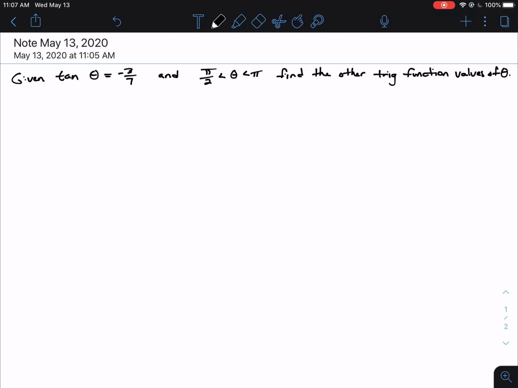So we're given that the tangent of an angle theta is equal to -3/7, and we're told that the angle is somewhere between pi over 2 and pi. And it's asking us to find the other trig function values of theta, so we're going to be looking for sine, cosine, cosecant, secant, and cotangent.